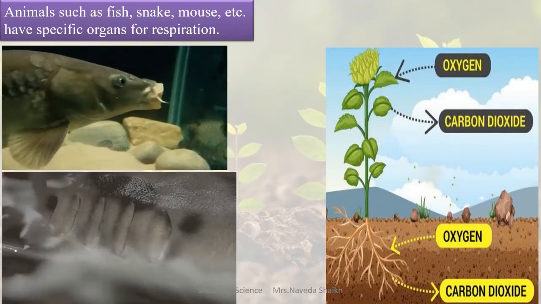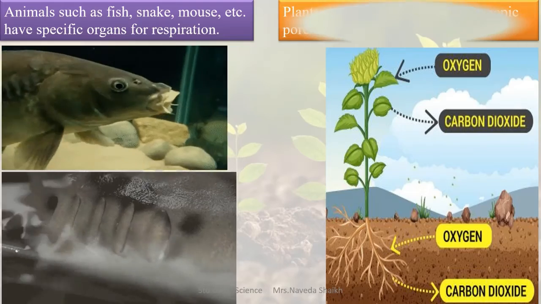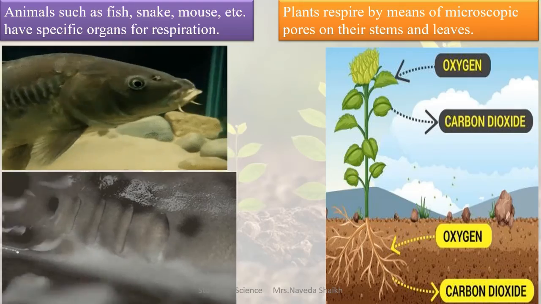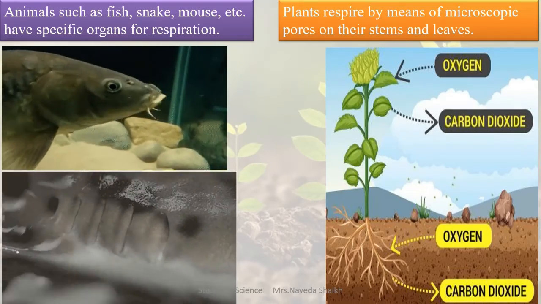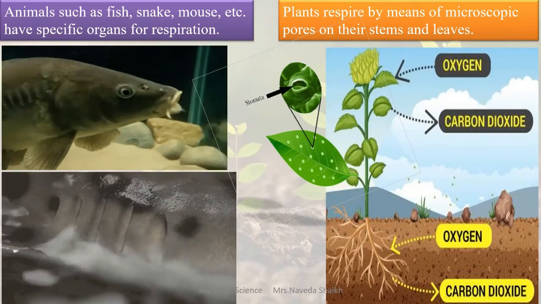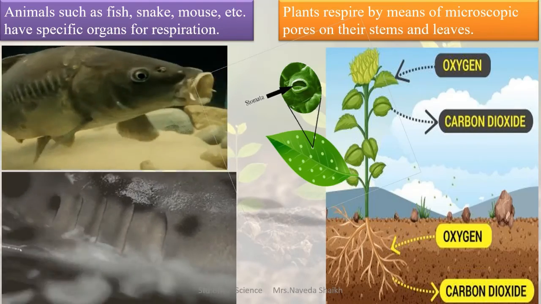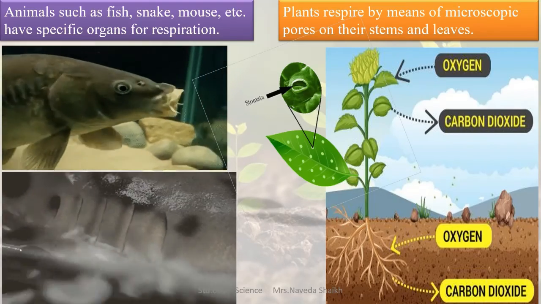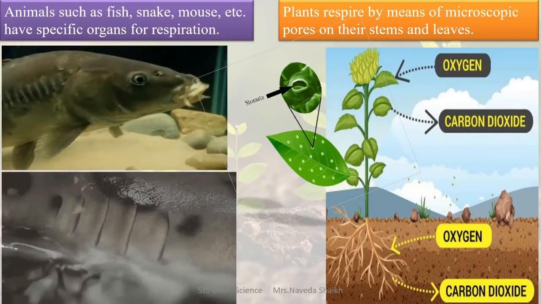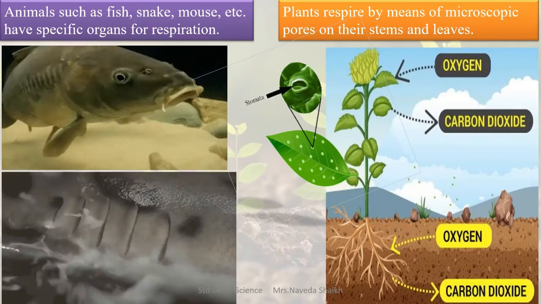Now we come to another important living organism, that is plant. Now plants also have a respiration process. Plants respire by means of microscopic pores on their stems and leaves. Now this is what we're talking about. If you take a section of leaf and observe it, you will see that there are small openings in them. Okay, that is called the stomata. It helps in the exchange of gases and the waste products. Okay, so plants also take in oxygen and give out carbon dioxide during the process of respiration.